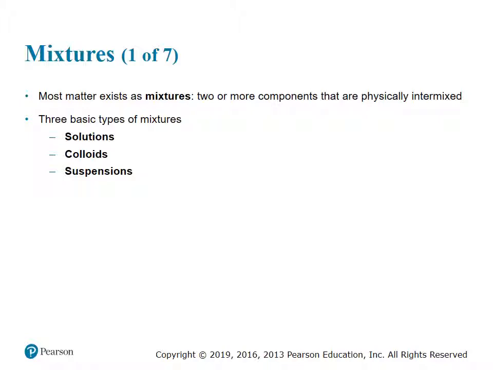Okay, so when we have matter, most matter can exist as a mixture. We call this a mixture, where two or more components, molecules or compounds, are physically intermixed. Now you might think, okay, this is your science experiment kind of thing, but in fact, in nature, it exists that way too, right?